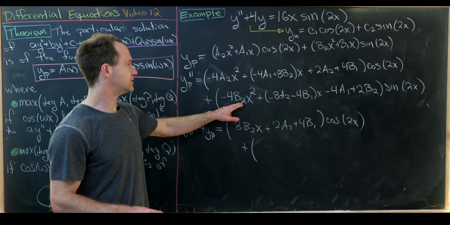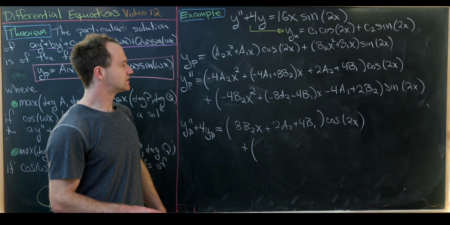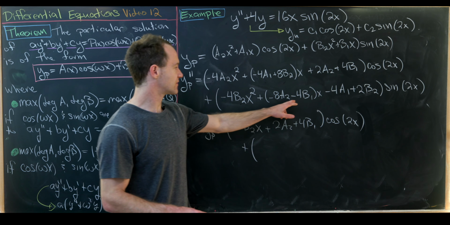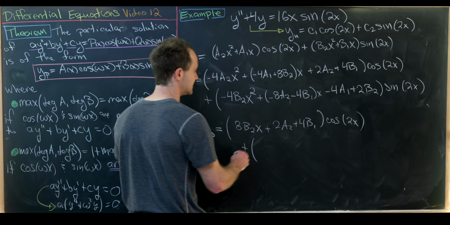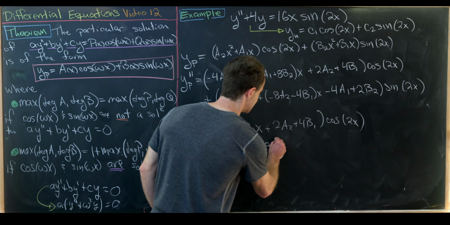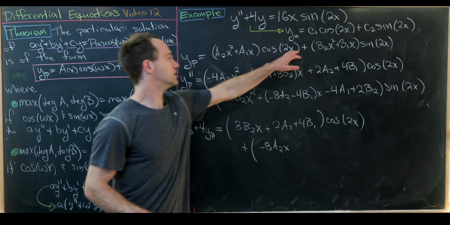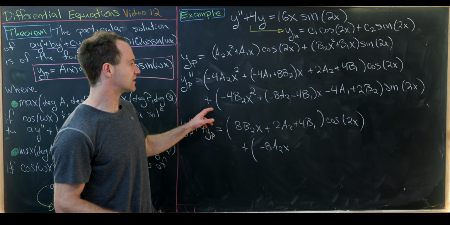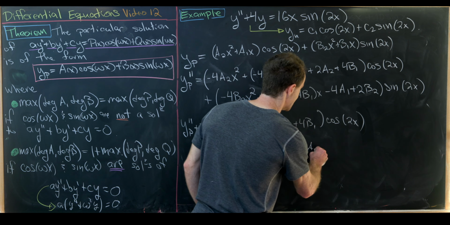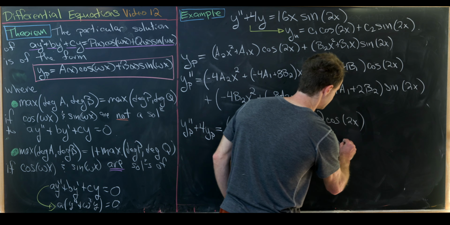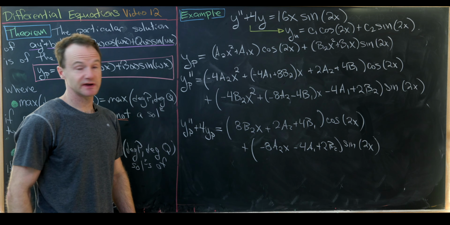So here we'll have minus 4b2, and then we'll have a plus 4b2x squared as well. So that'll cancel. So that's actually pretty nice too. And furthermore, this 4b1 and this b1 will cancel as well, that coefficient of x. That'll leave us with minus 8a2 times x. Great, and then we've got no constant terms up here, so down here for our constant terms, we'll have minus 4a1 plus 2b2, and then this is going to be times sine of 2x. So we have something like that.